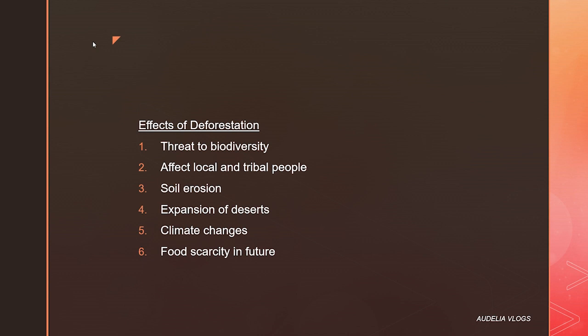Then climate changes occur. Why? We know monsoon before was on June 1 when I was in childhood. On June 1st we would take umbrellas and go to school, but now June 1st is sunlight. That is happening because of this deforestation.